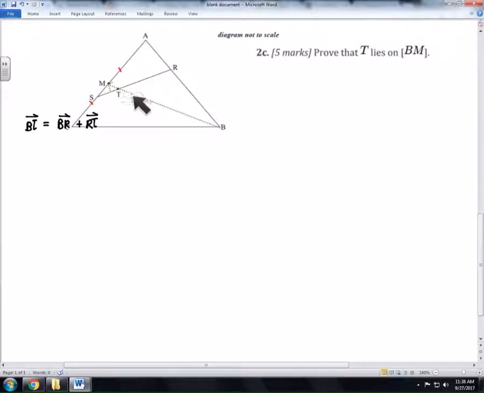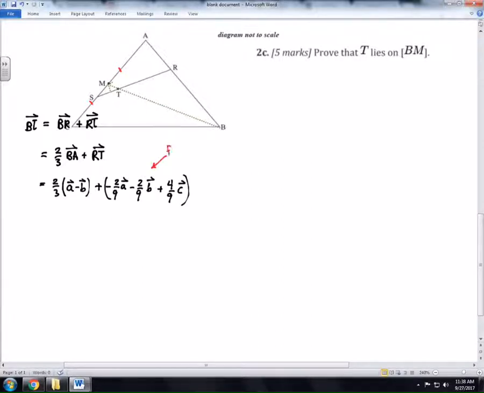So BT, for example, is the sum of BR and RT. I don't know if this is going to take me where I need to go, but I know I'm using some of the information that was given to me earlier. So I've got 2/3 BA, for example, and RT. Since I found BA earlier as A minus B, or actually that's just one of those self-evident things, and then RT was the thing that we were asked to find in the previous exercise. So that was from part B II. So now the good news is I've got BT expressed in terms of A, B, and C.